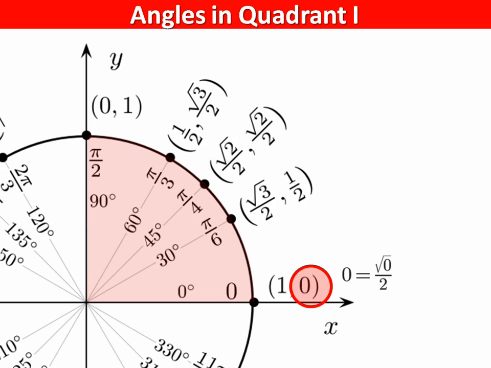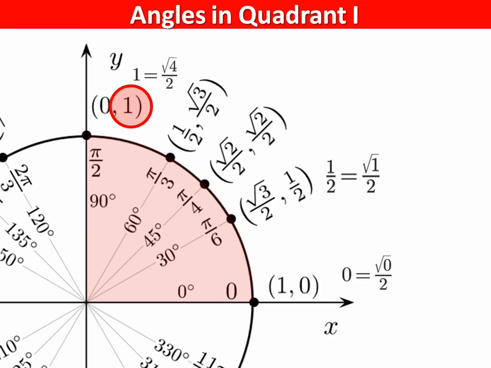As the angle increases to 30 degrees, the first third of quadrant 1, the y value of the intersection point is 1 over 2. Note that the square root of 1 over 2 is the same as 1 over 2 because the square root of 1 is 1. When the angle increases to 45 degrees, the y value of the point is root 2 over 2. When the angle is 60 degrees, the y value of the point is root 3 over 2. When the angle is 90 degrees, or pi over 2, the y value of the point is 1. Note also that 1 is equal to the square root of 4 over 2.